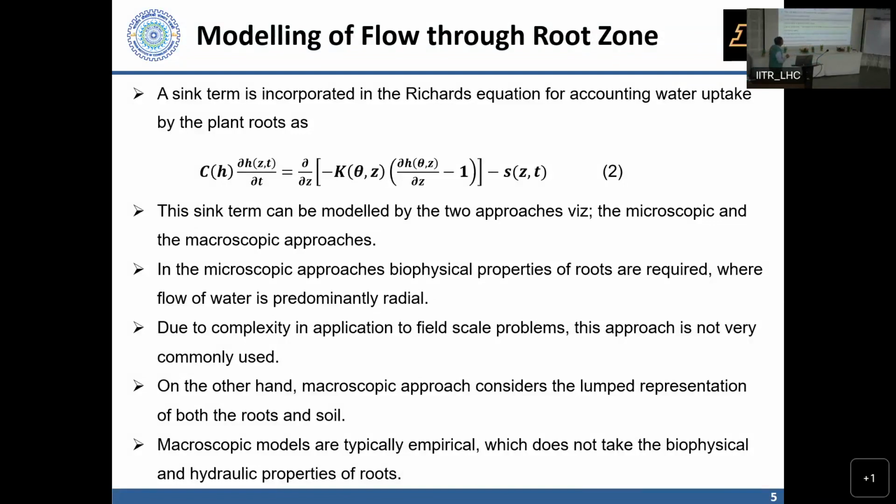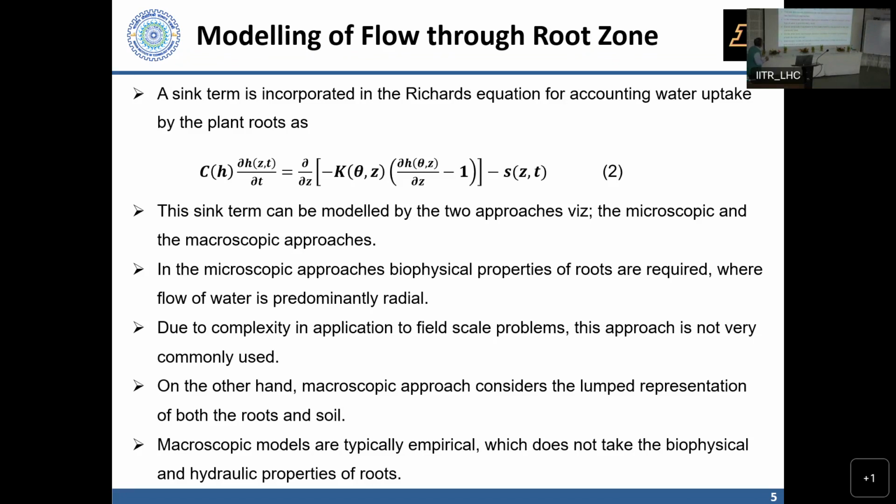Okay, so this term will be zero. As the root grows, as the plant grows, the roots will be going down, and this term will come into effect. With this, if we solve this equation, we will get the moisture content in the root zone as a function of time and space.